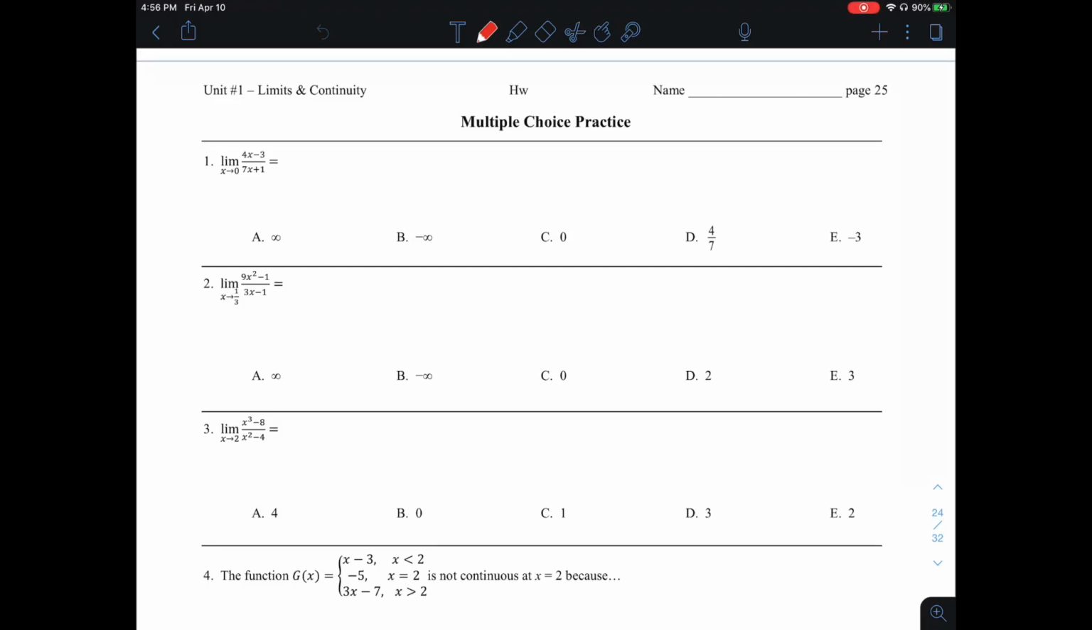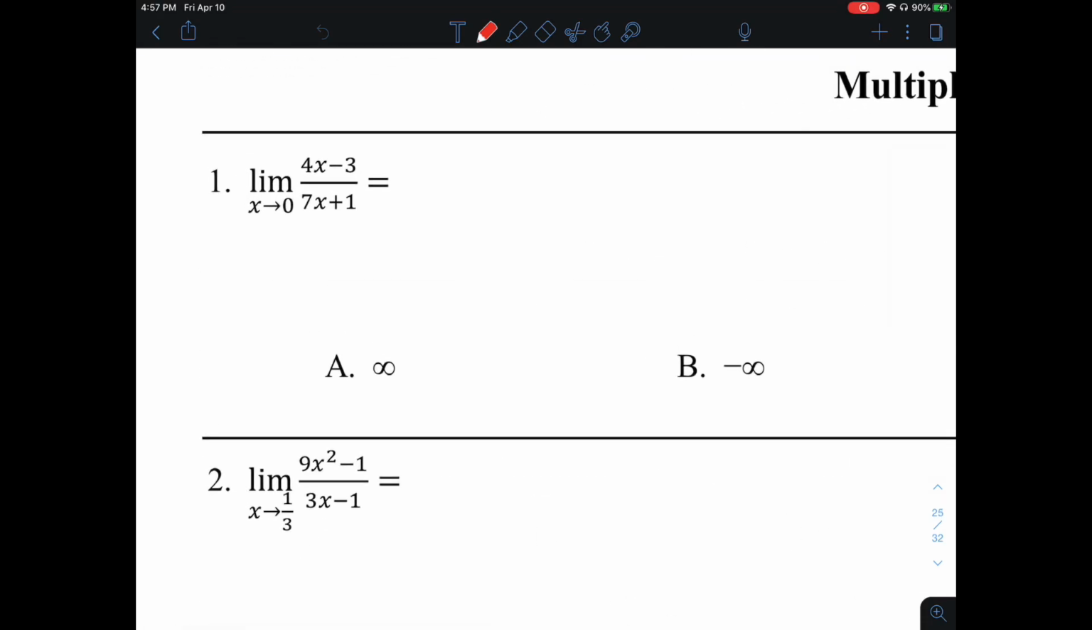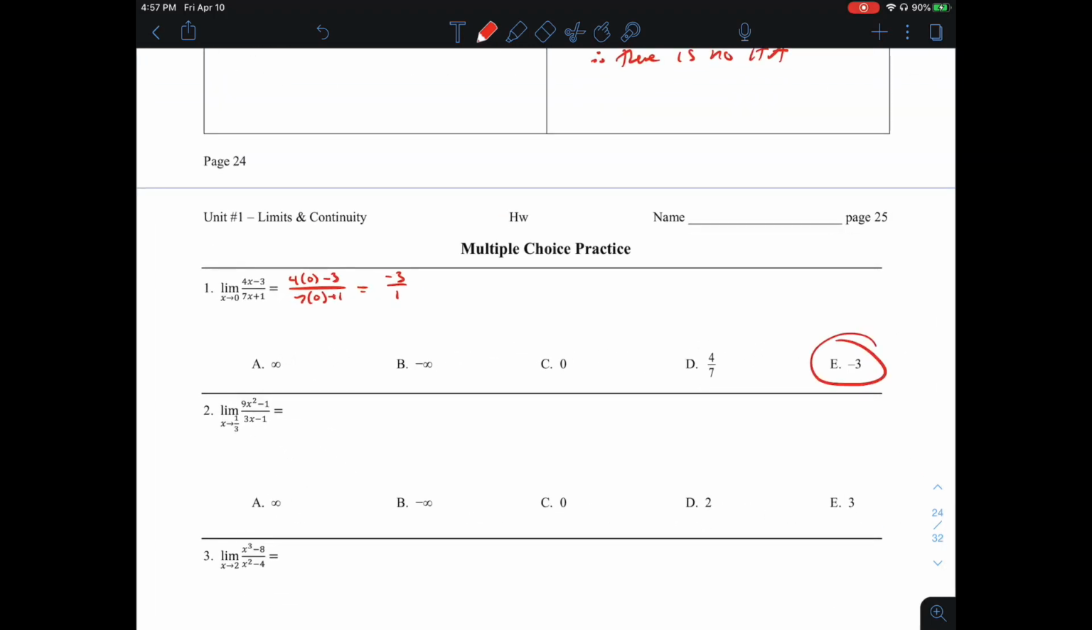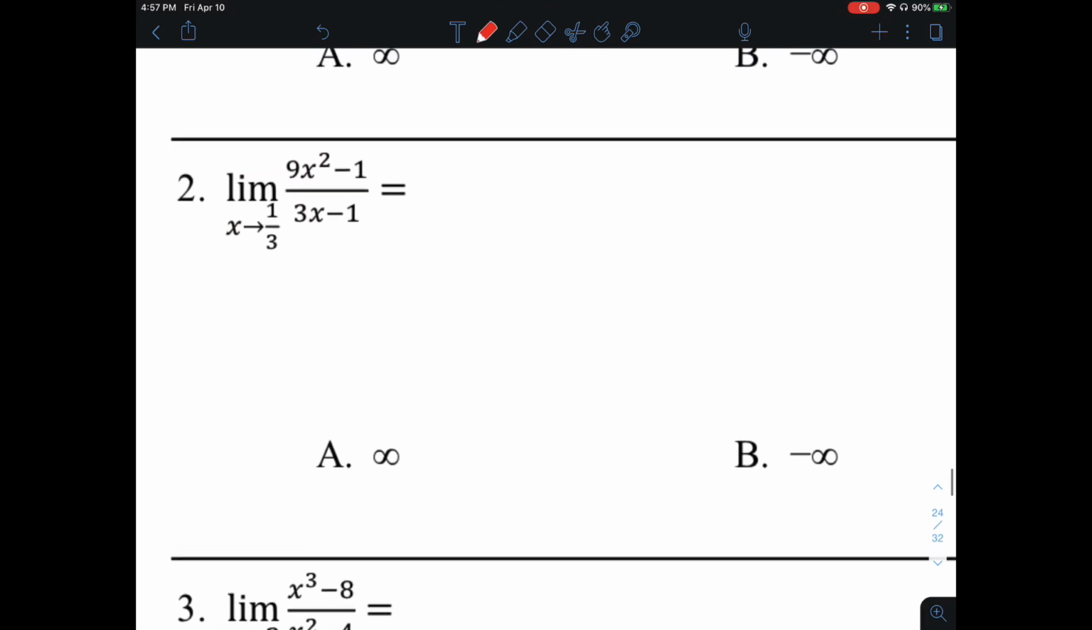This is AP Calculus, Chapter 1, some review questions, looking at some multiple choice. Find this limit as x approaches 0. Well, we can use substitution for this with no problems. Get negative 3 over 1, which is e.